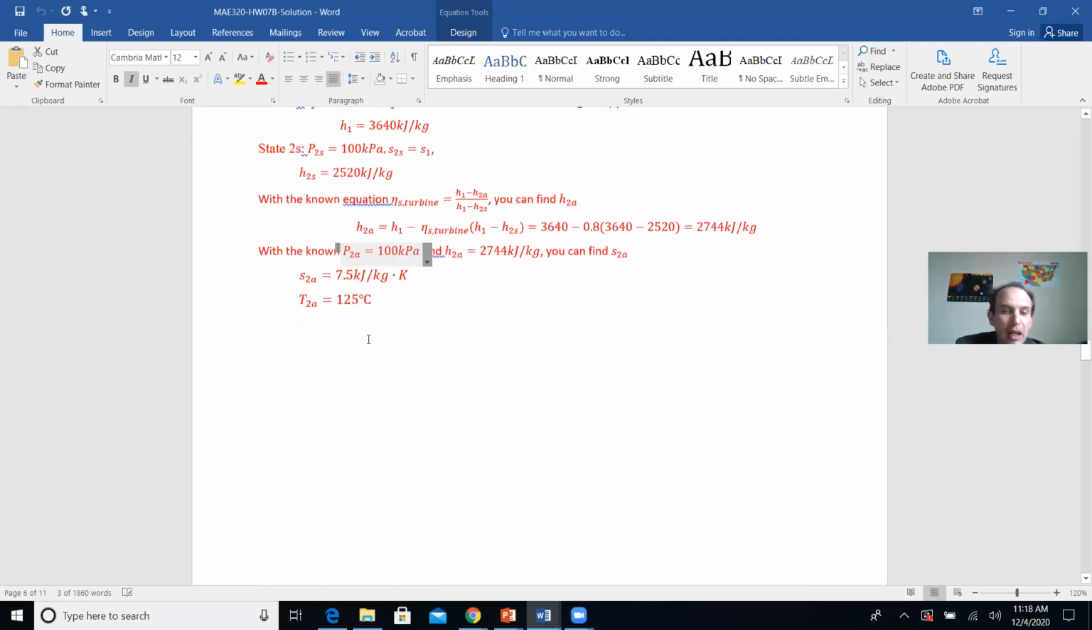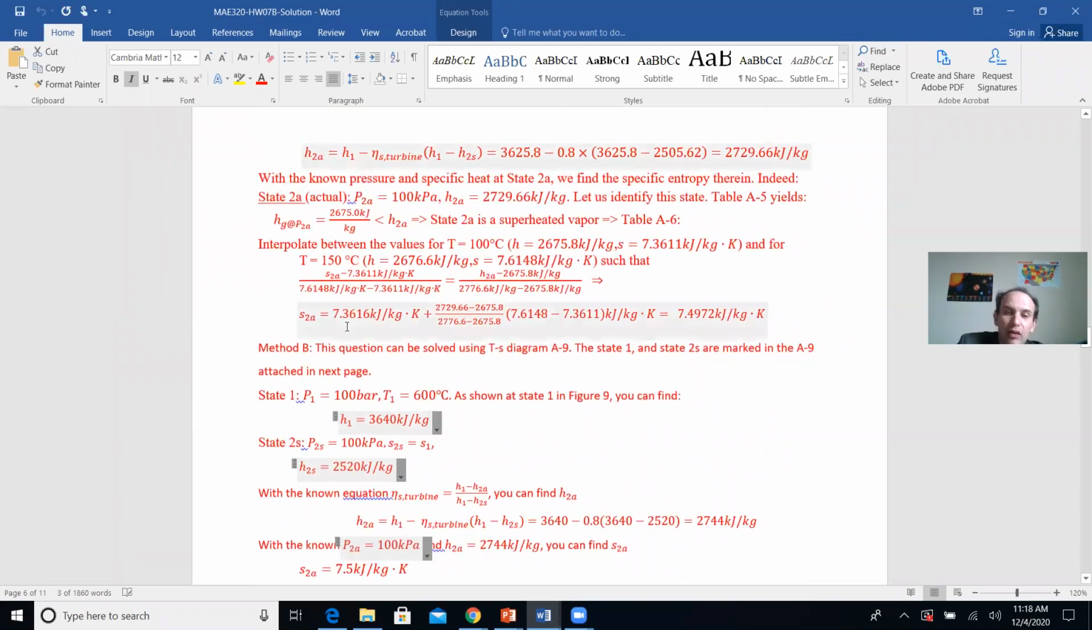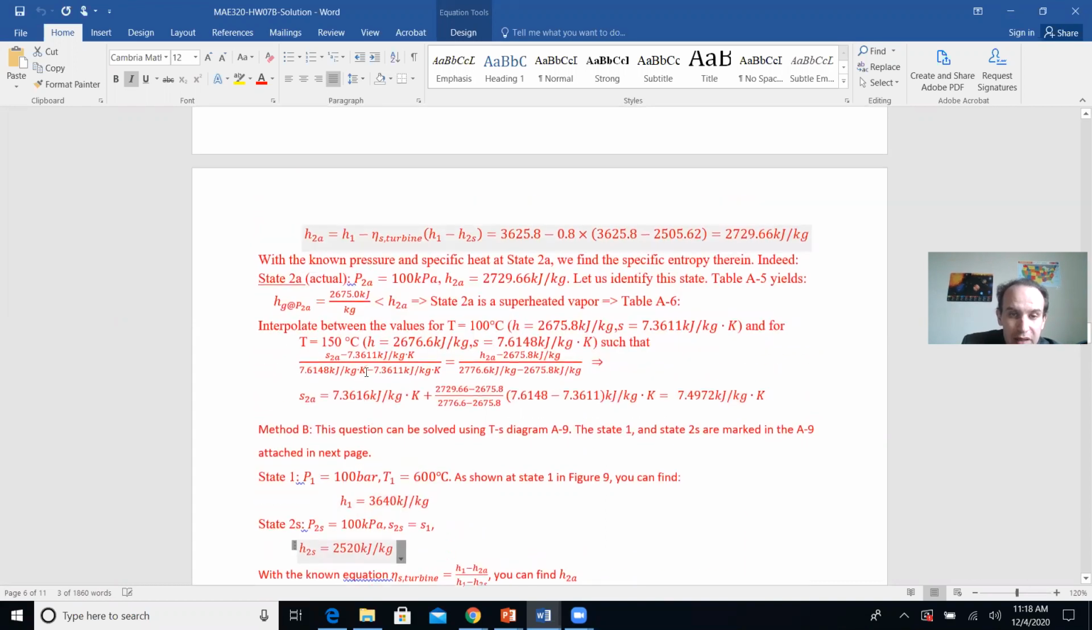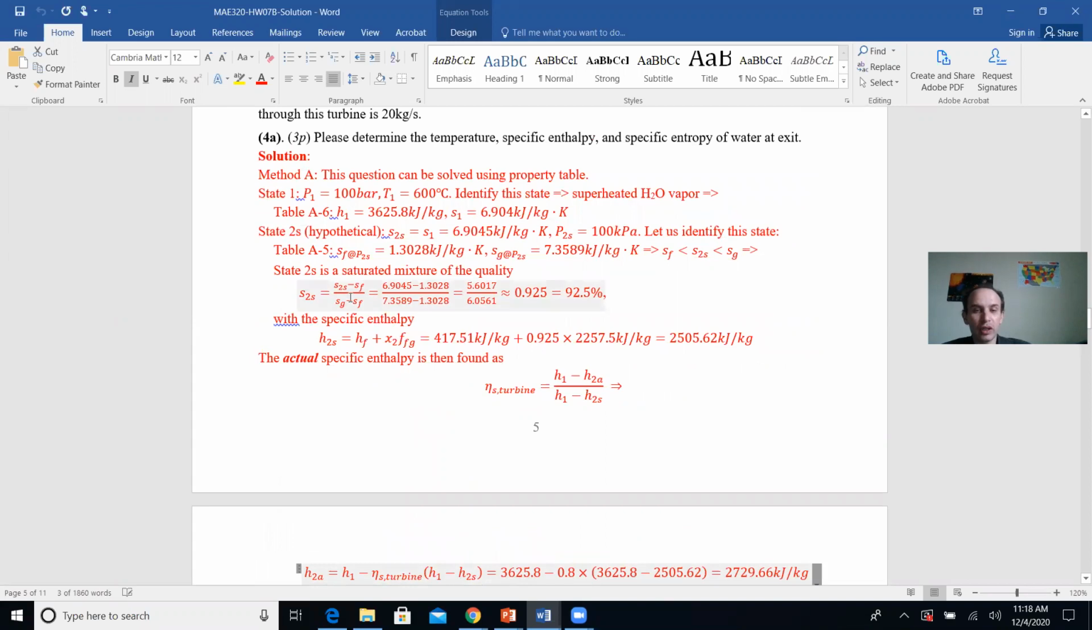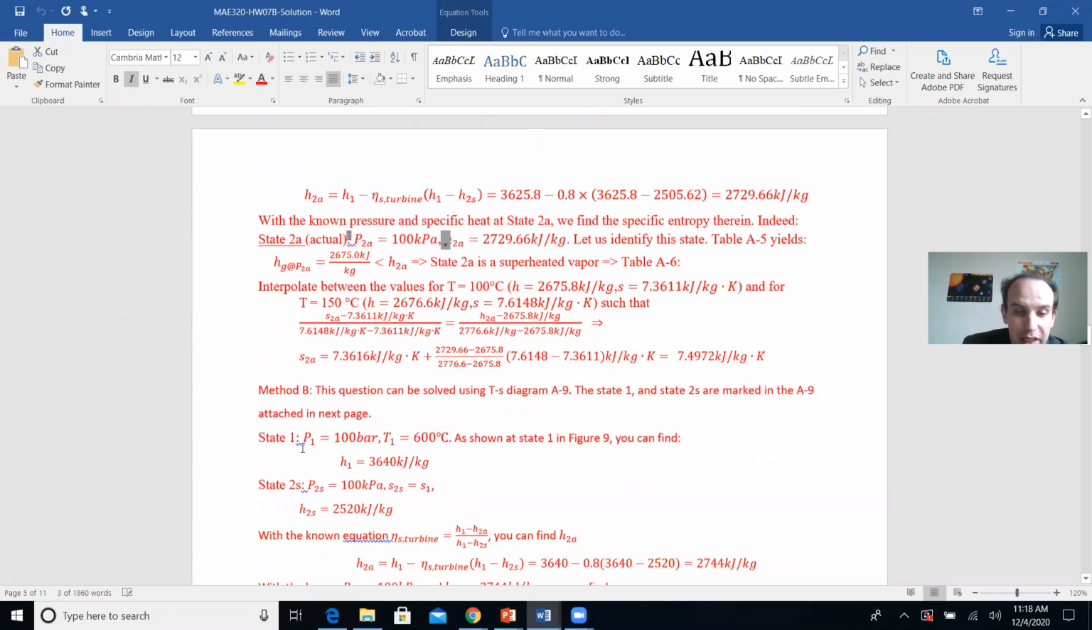Yes, exactly. In problem number 5, again, you have two methods to find it. You can do interpolation classically, or you can do it like here. You know the pressure, you know the temperature, so you can identify the state. If the pressure is 100 bar and the temperature is 600 degrees Celsius, basically you need to find the enthalpy.